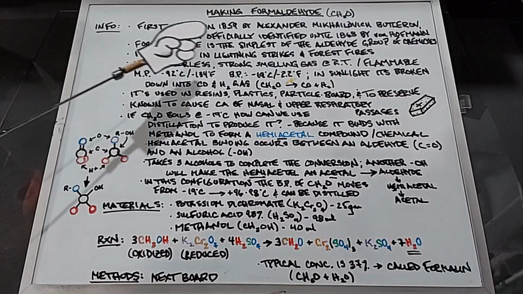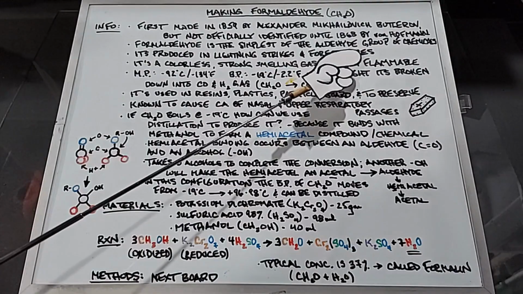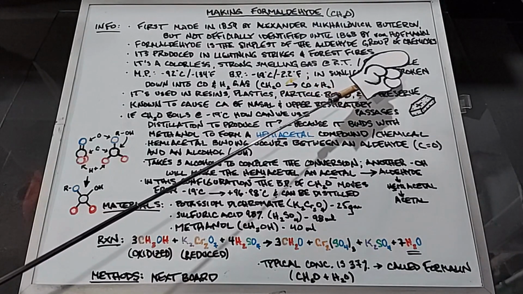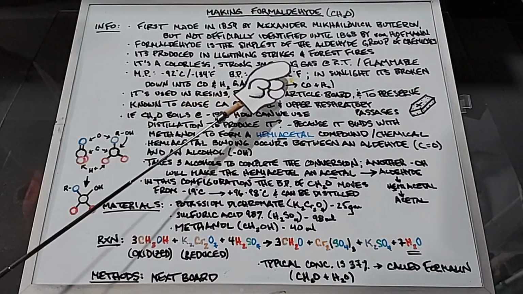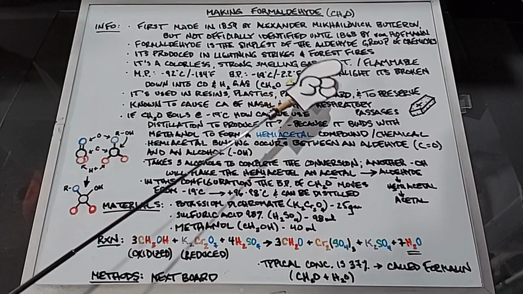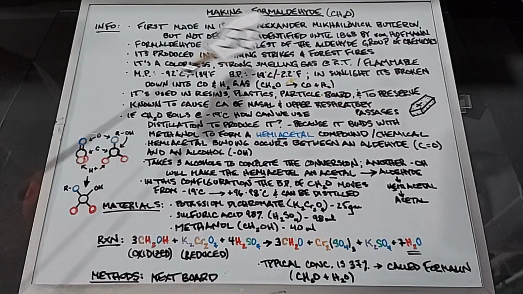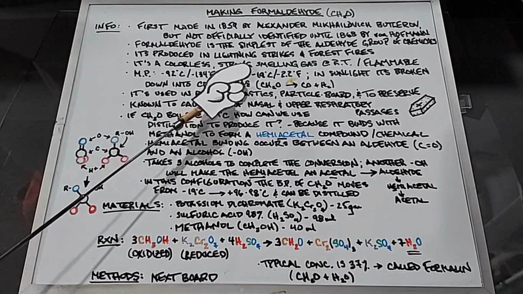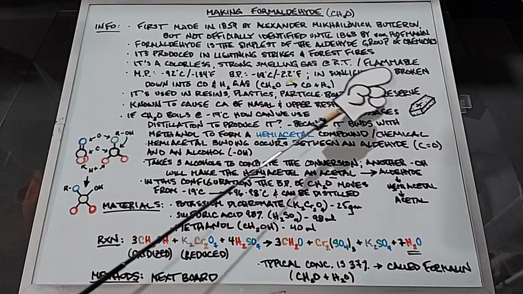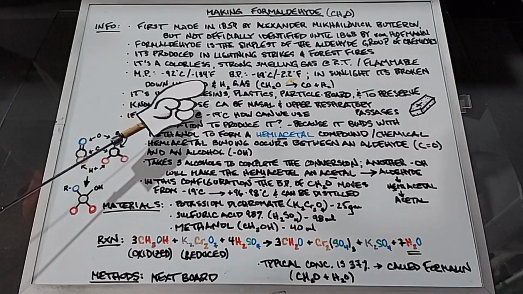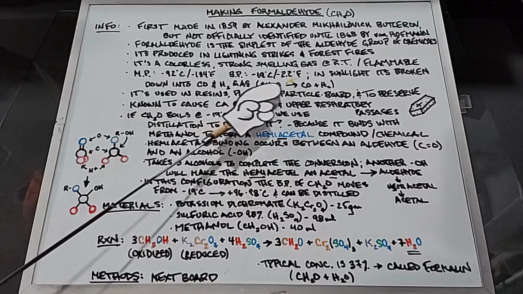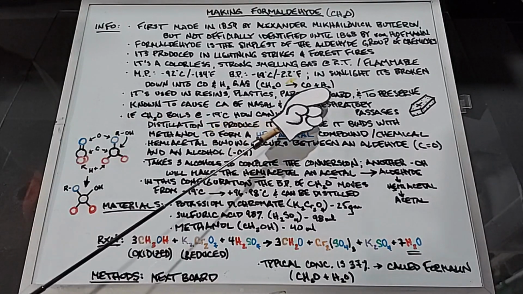Because of that, it's produced in lightning strikes and forest fires, it's found in our cells, it's found in some plants, it's actually found all over the place in very small amounts. It's a colorless, strong-smelling, I would even say pungent gas at room temperature, and it is flammable. Its melting point is negative 92 degrees Celsius, and its boiling point is negative 19 degrees Celsius. In sunlight, it's broken down into carbon monoxide and hydrogen gas through this very simple reaction, where you can see how the carbon monoxide and the hydrogen gas are formed.